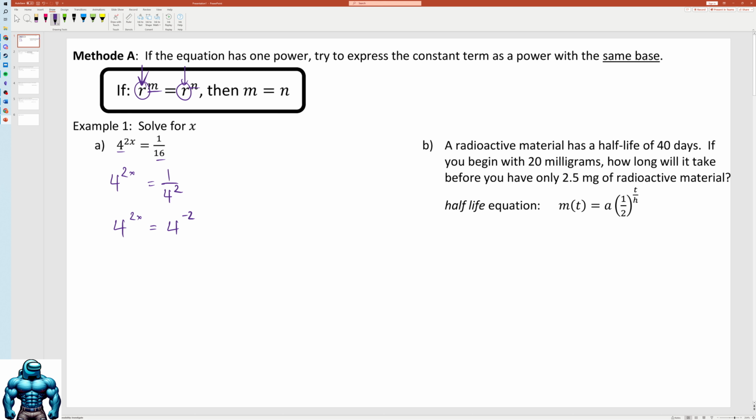And now that we have the same base on both sides, we can let the exponents equal each other. We'll see that 2x is equal to negative 2, and we're going to get that x is equal to negative 1.